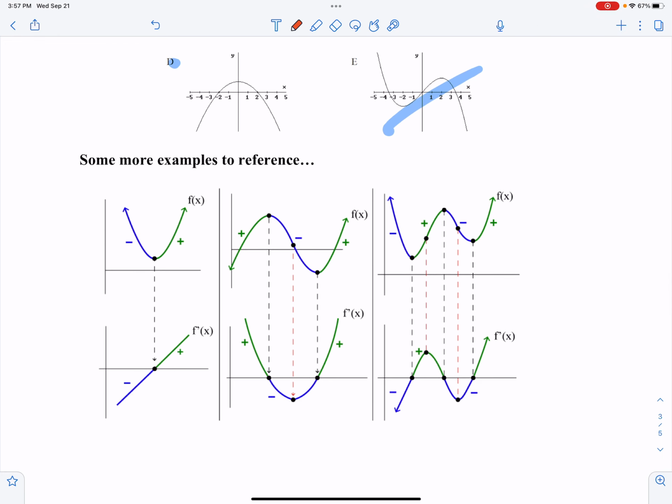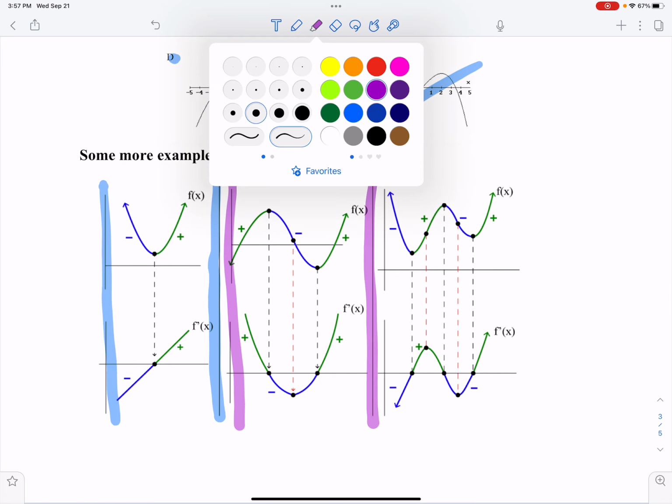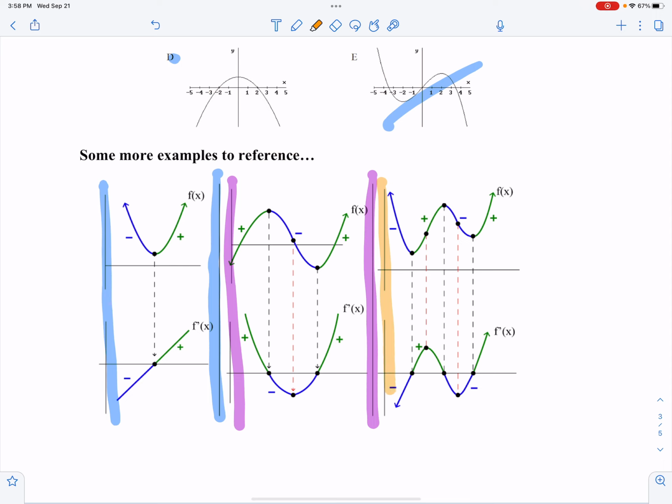Just some more examples to reference. So each of these, f and f prime, and just to separate them, and then f and f prime, f and f prime. Let me know if you have questions on these ones.